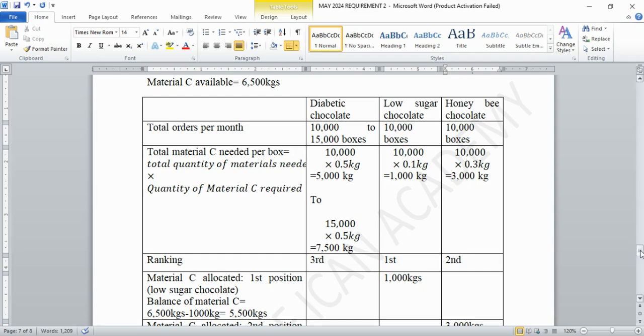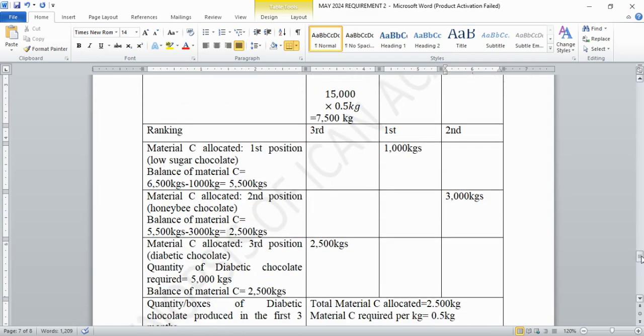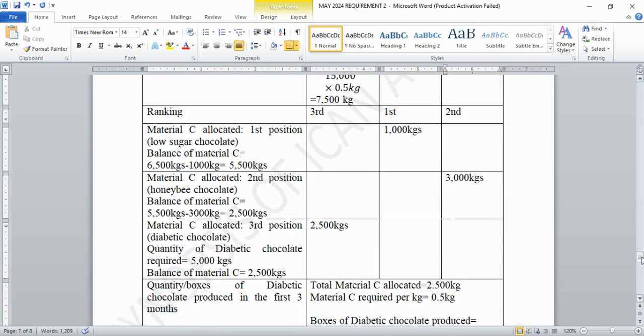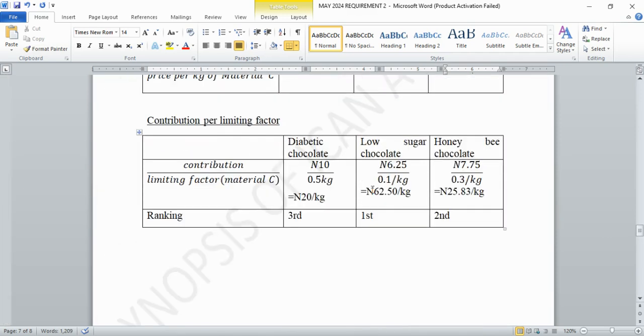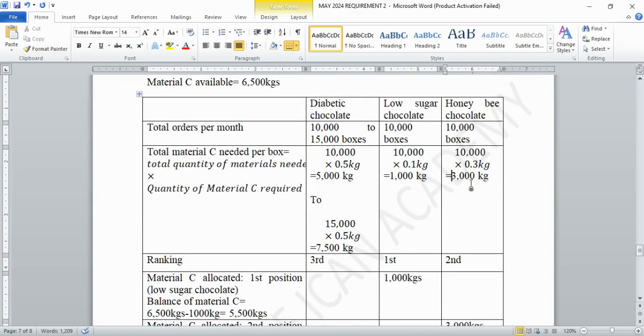So let's look at the calculation here so that you understand what I'm saying. Now, ranking. Low sugar is the first position. Remember that we did the ranking here; I just copied it and pasted it here. Low sugar is number one, honeybee is number two, diabetic is number three, right? This one needs 10,000 to 15,000. They may even need more than 5,000 kg, up to 7,005. 5,000 alone, we don't have the capacity to fulfill it.